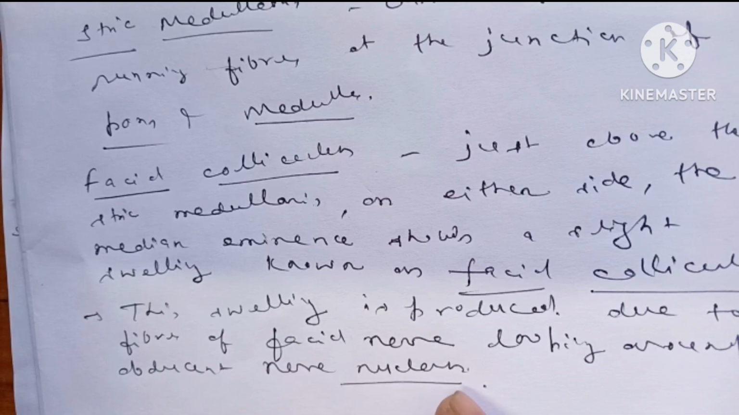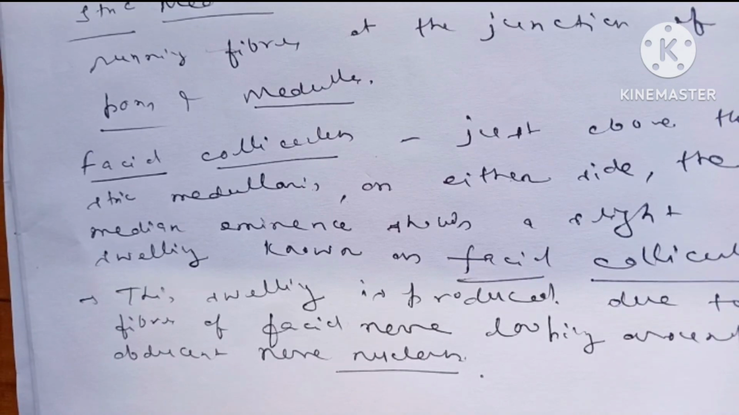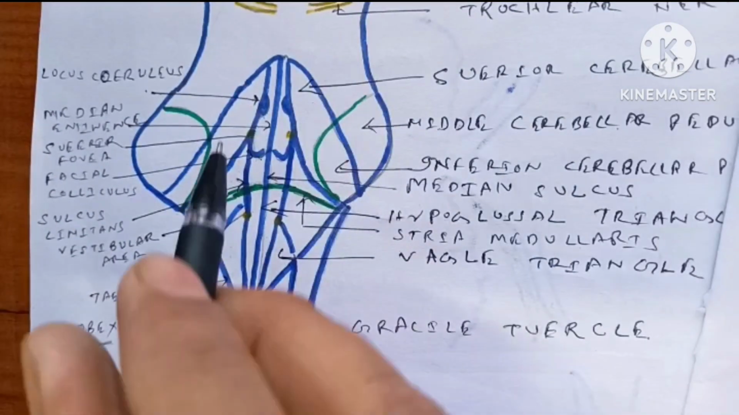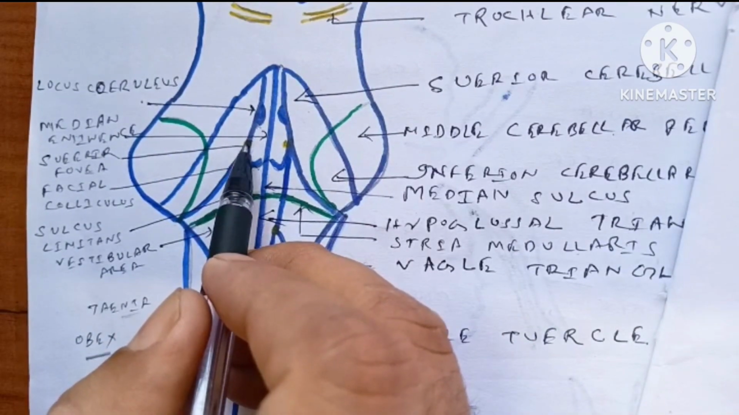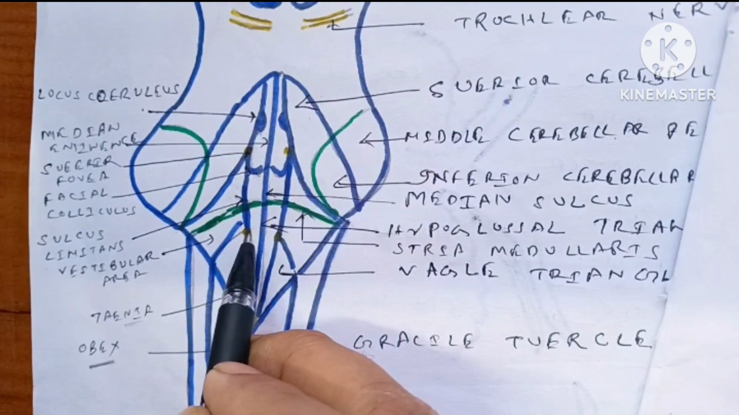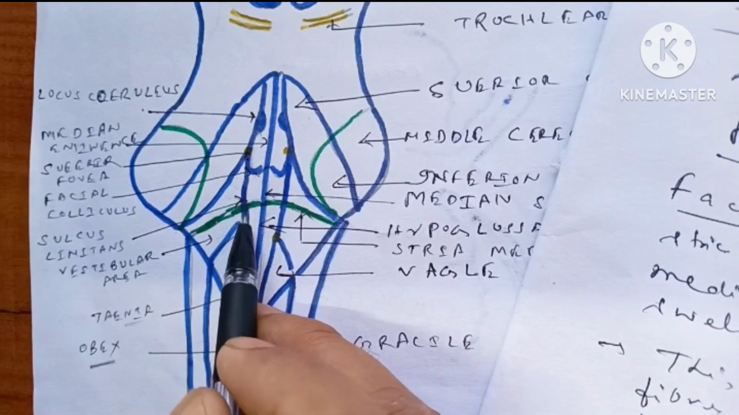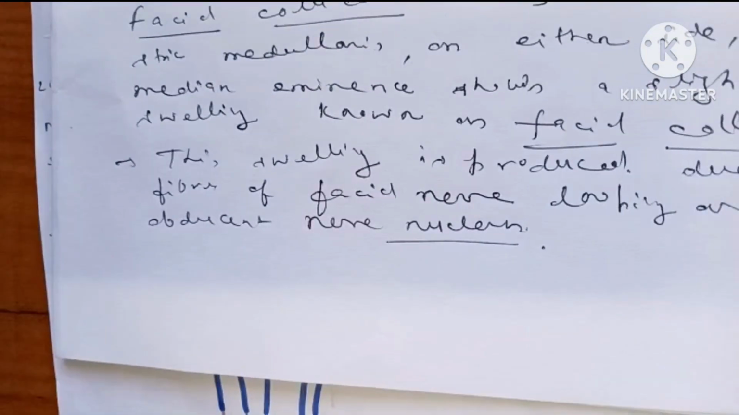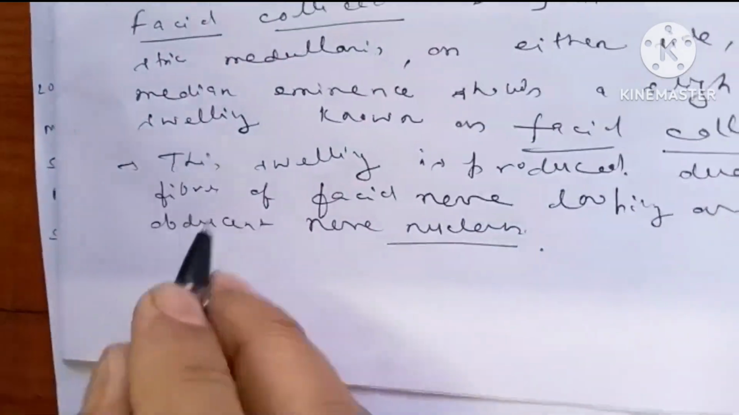The next term is the superior fovea. What is the superior fovea? At the upper level of the facial colliculus, there is a triangular depression. This triangular depression is the superior fovea, and here is the inferior fovea. The superior fovea and inferior fovea are connected by a line called the sulcus limitans.